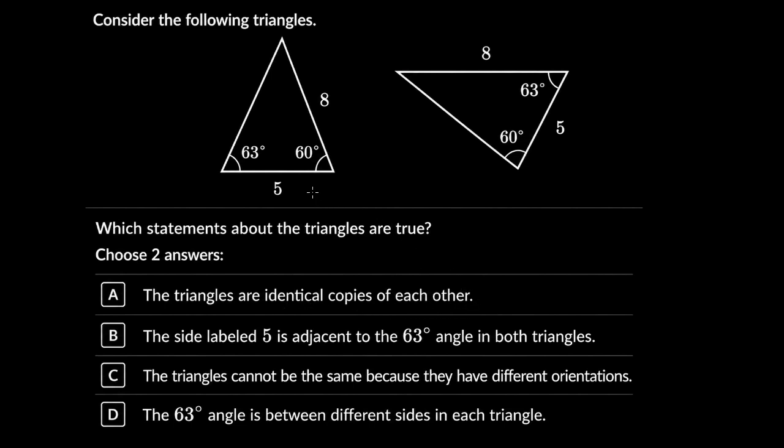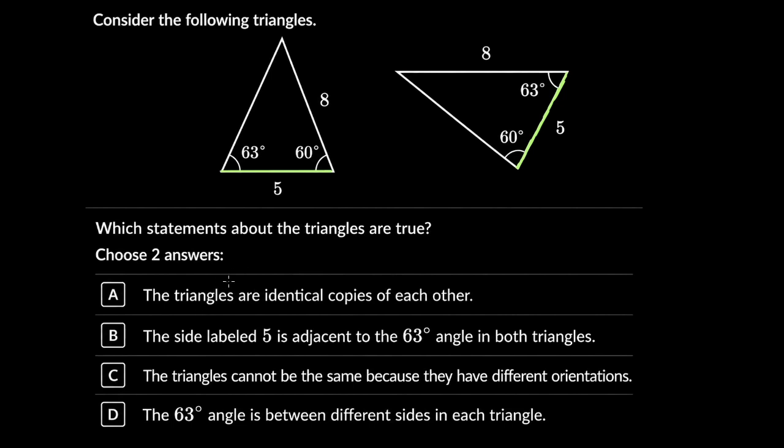Okay, so the first statement, the triangles are identical copies of each other. Let's see, is that the case? Well, it looks like this side that is of length 5 is between the 63-degree angle and the 60-degree angle in both of these triangles. Or another way to think about it, that side of length 5 is adjacent to both of those angles. So far that's looking pretty good.